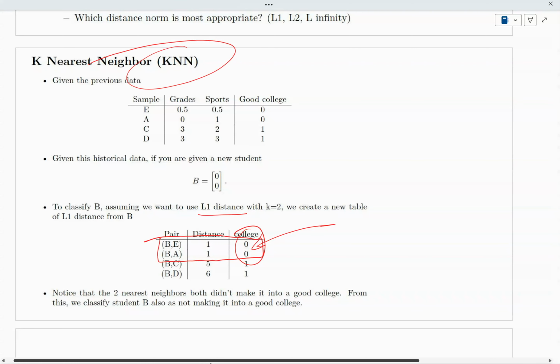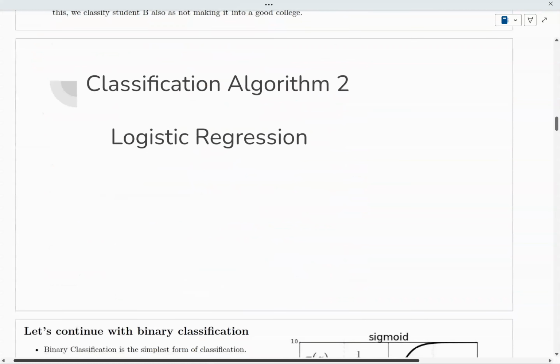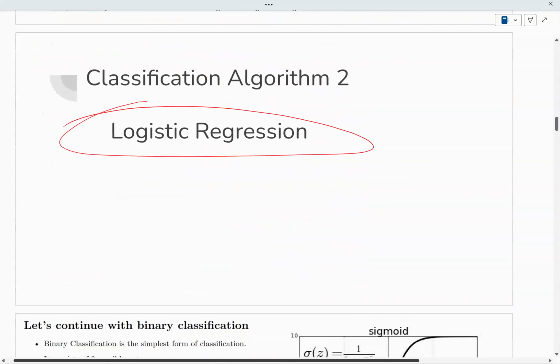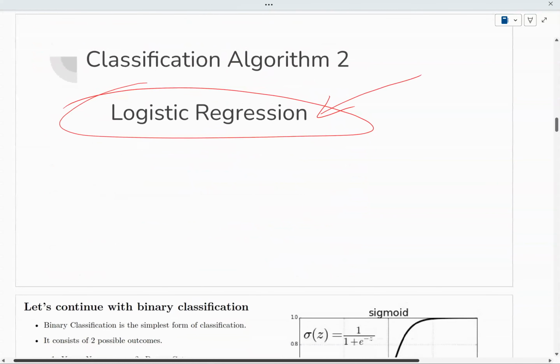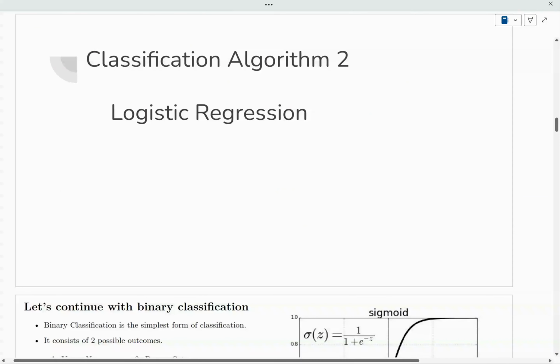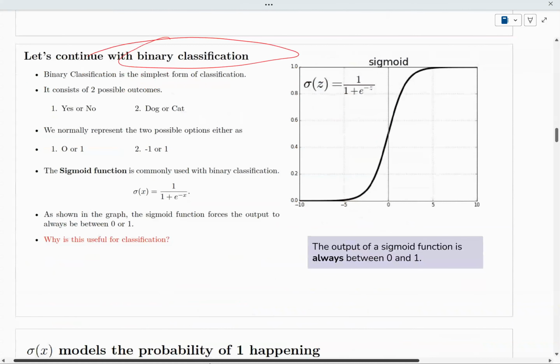And I think that's good for now. Okay, we're going to move on to the second algorithm of the day, which is logistic regression. Now, for logistic regression, we're going to continue for now with binary classification. So we're still just deciding if it's cat or dog, yes or no. That's binary classification. It's the simplest form of classification.